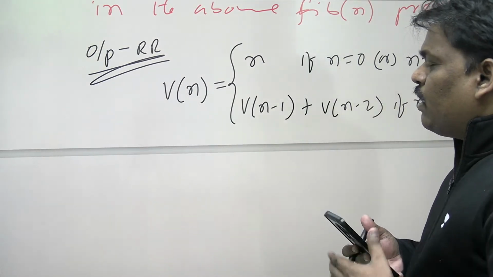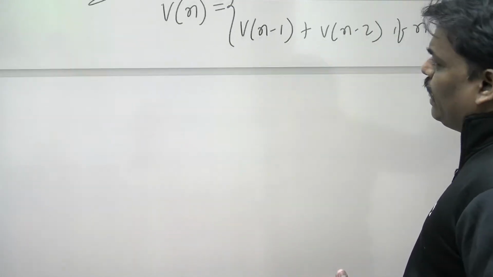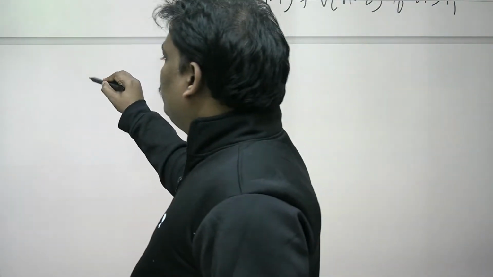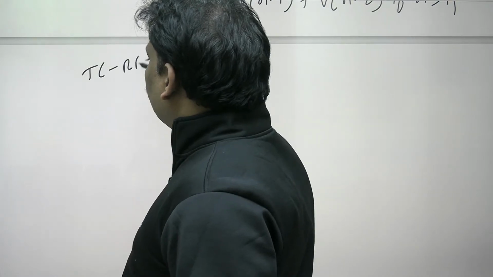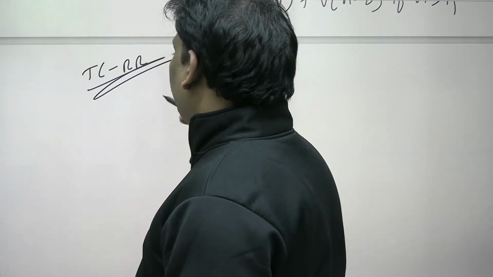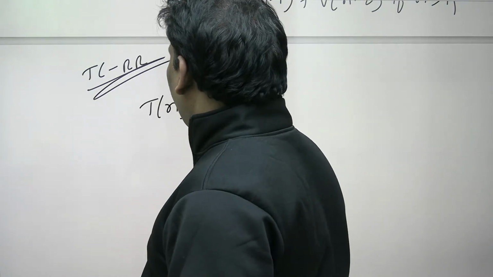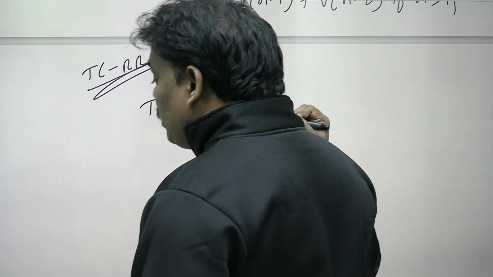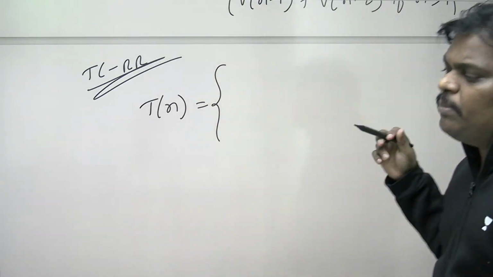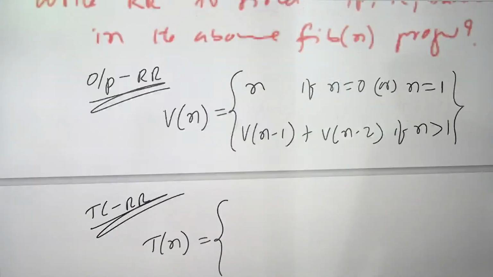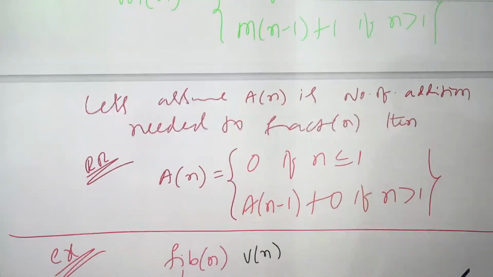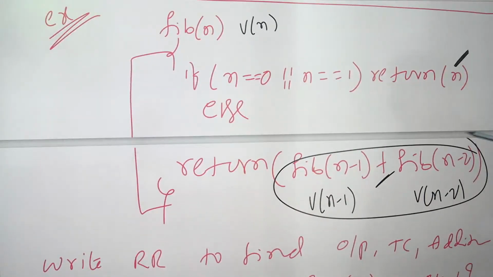So this is for output. Can you see the next one? Output is done, it's okay. See the time complexity recurrence relation. Time complexity T(n) is equal to, everyone listen, time complexity means think about loops. Time complexity means loops. Can you see this one?